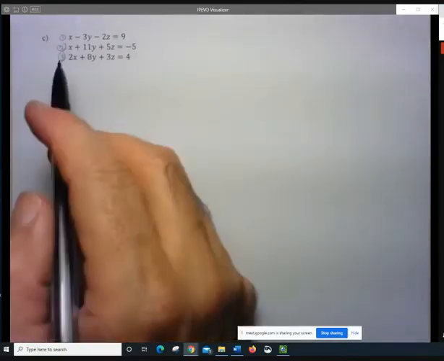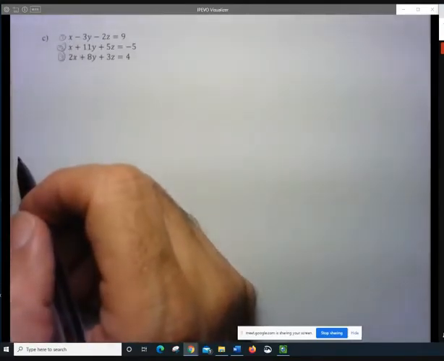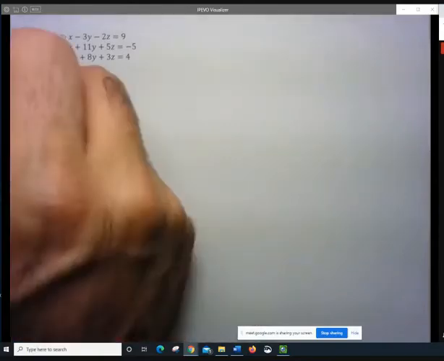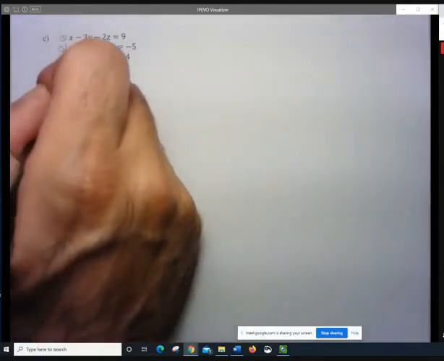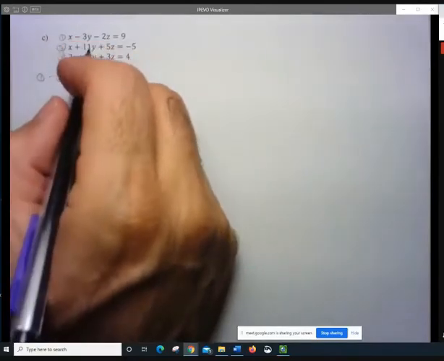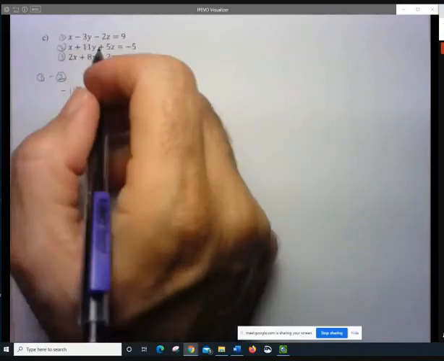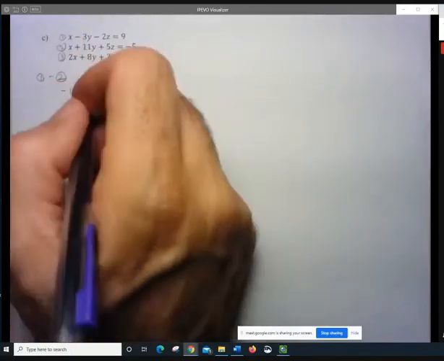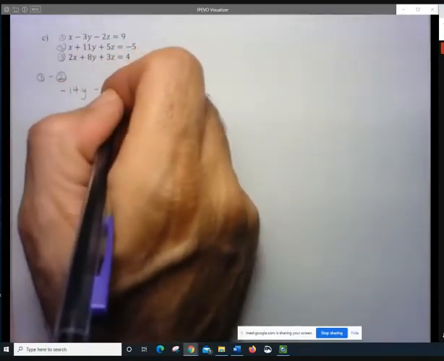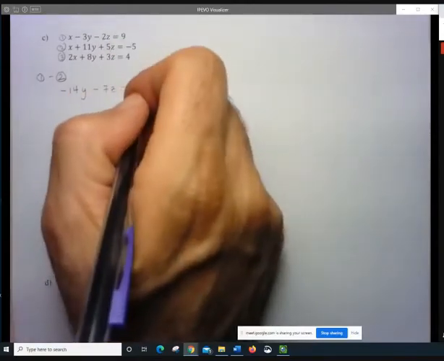And it really looks like working with x, eliminating x, seems to be the way to go here. Okay, so if I do 1 minus 2, we have x minus x is 0, negative 3 minus 11 is negative 14y. Here we have negative 2 minus 5 is negative 7z. And here we have 9 minus negative 5, so it's going to be 14.